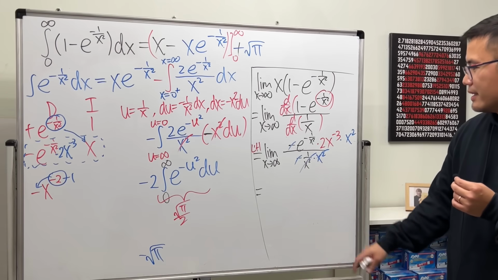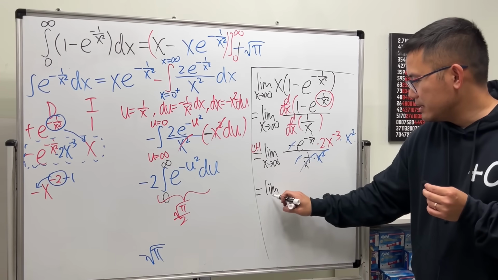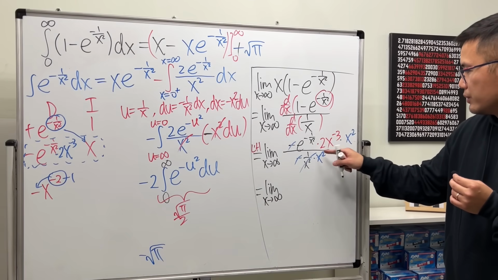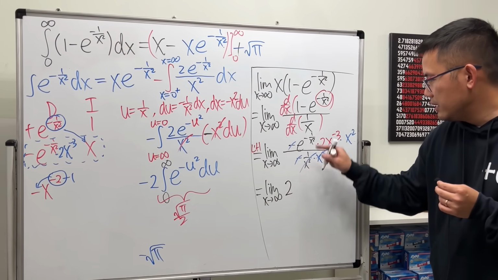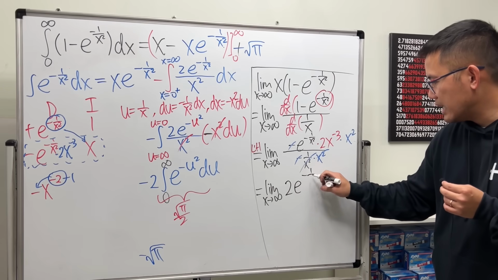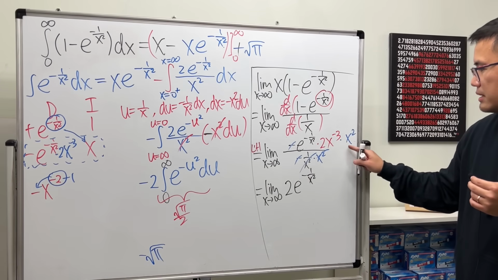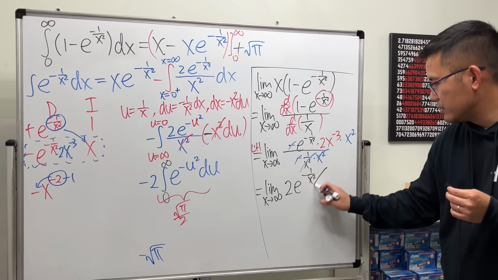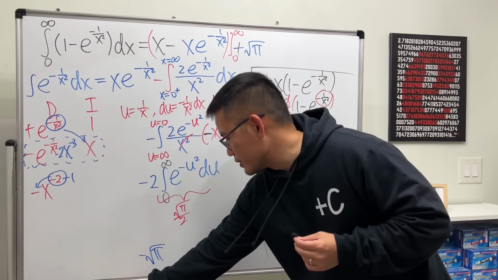Cancel. So we're looking at the limit as x approaching infinity. And then 2 is 2. E is e, and then that is still that. And this times that is just x to the negative 1. So we have this and then just divided by x. Oh, that's a horrible notation, sorry.